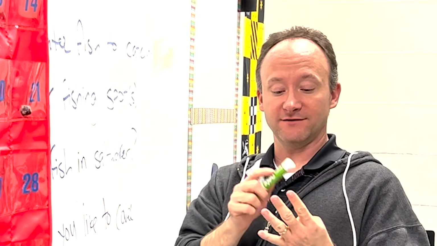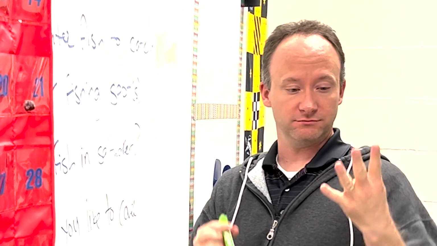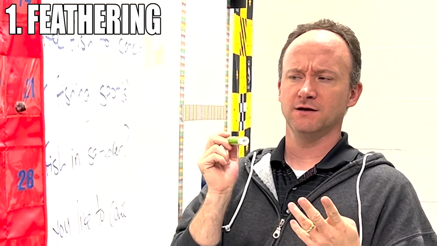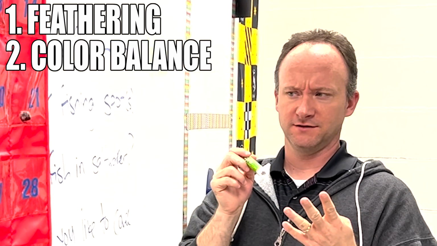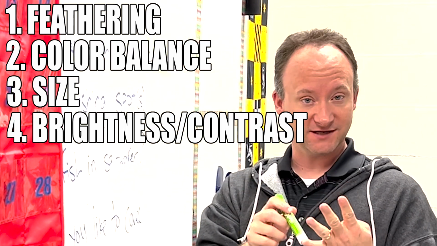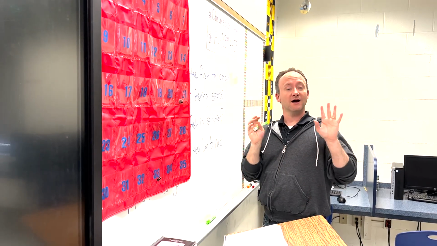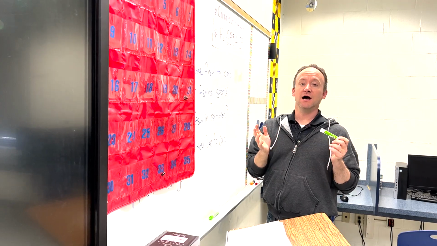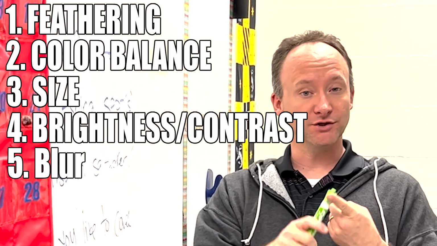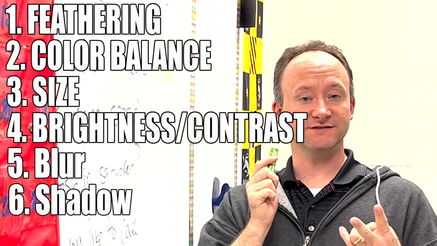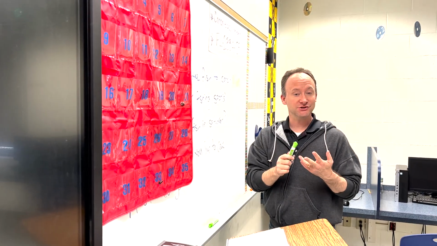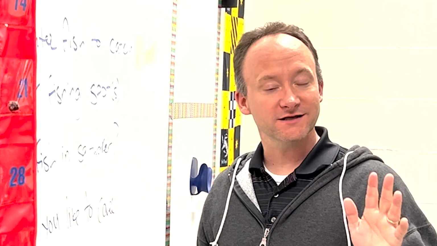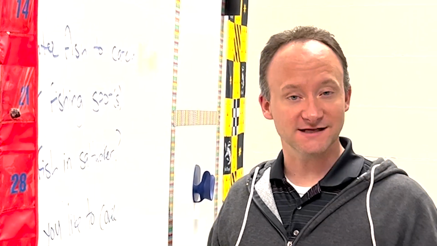Hey guys, welcome back. What we are going to do this week is insert ourselves into a historical photo. Last week I had 4 grading criteria for you with the replace the face. We did feathering, color balance, size, and brightness and contrast. This week we're gonna add 2 more to make sure your picture looks real. I want you to also consider the blur, and I want you to consider the shadow. You might actually have to draw a shadow on the ground. This will be quick and easy and fun, and we're gonna do it just like this.